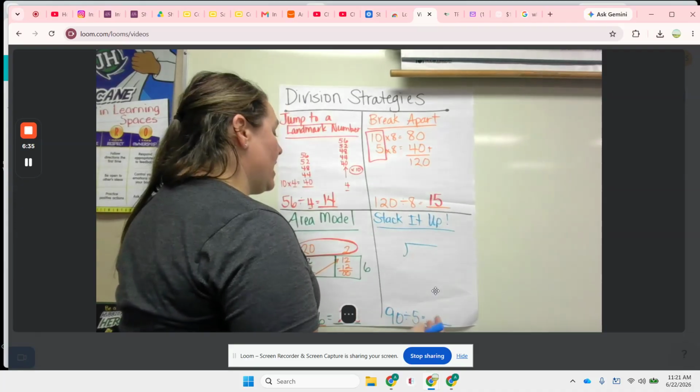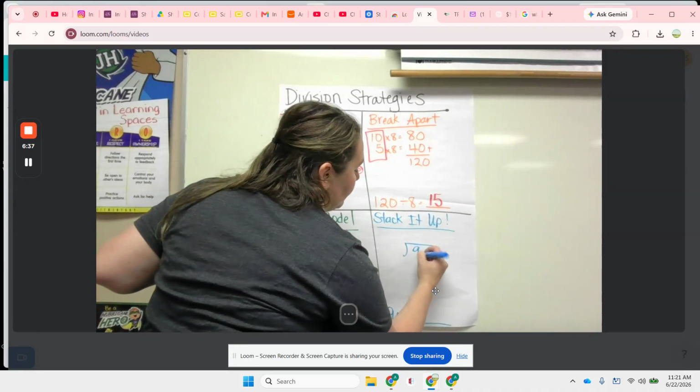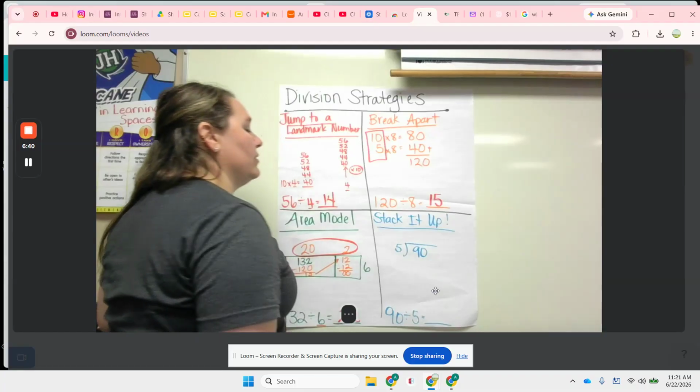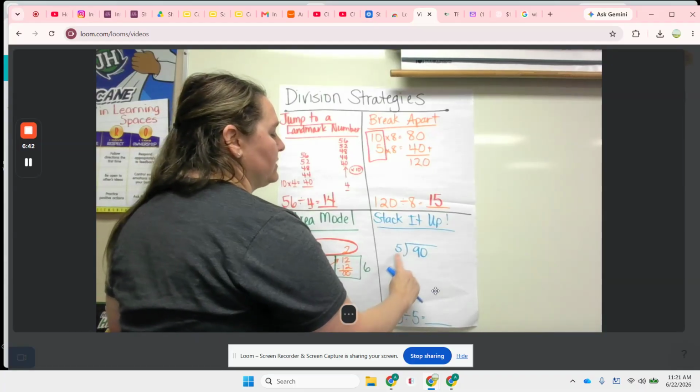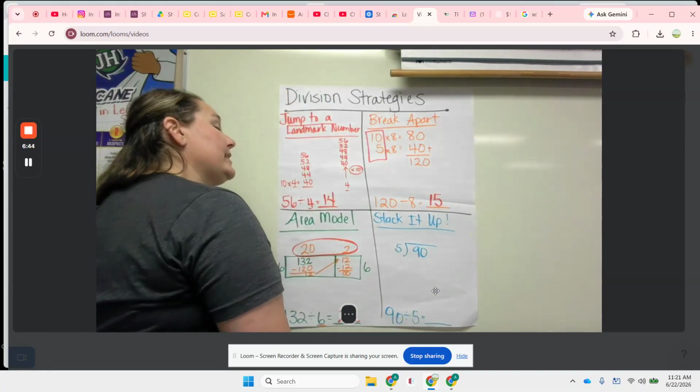Now, this division symbol right here doesn't really have a universal name. I give it a silly name. I call it the garage. And we talk about how we put the bigger number in the garage and the smaller number on the outside. And then we ask ourselves how many 5s fit into 90 without going over.